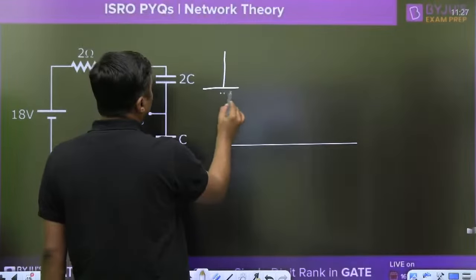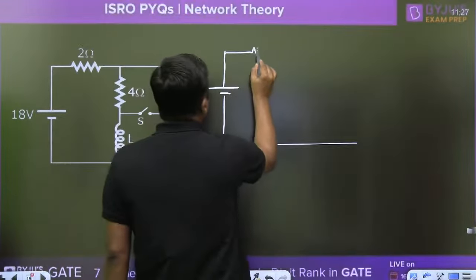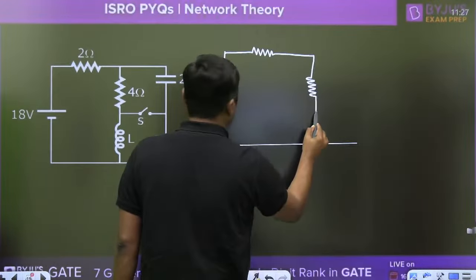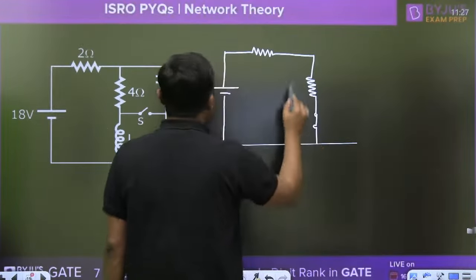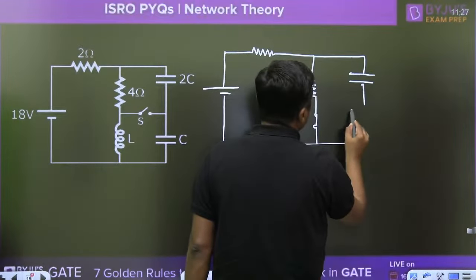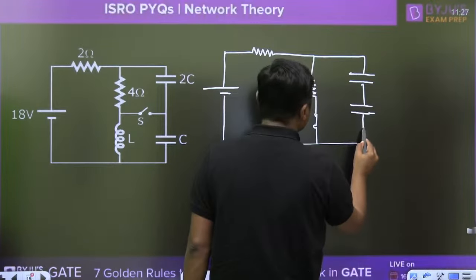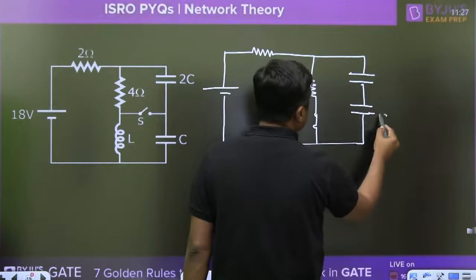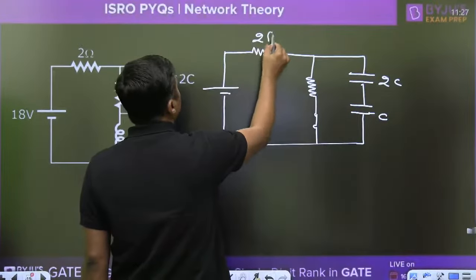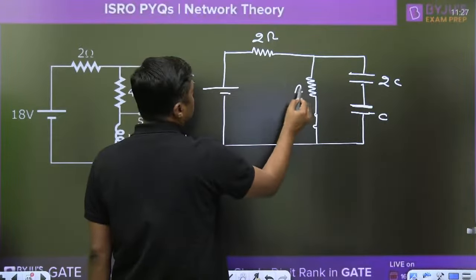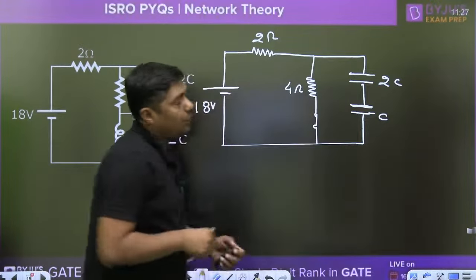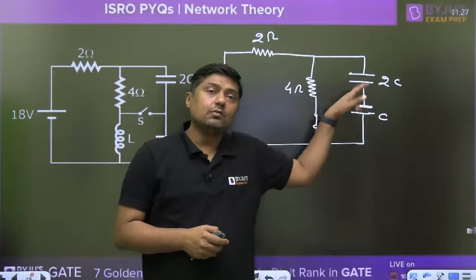This is an 18 volt battery, a 2 ohm resistor. The inductor will act as a short circuit. Capacitor, and now this is C, this is 2C, and the switch is open. This is the 2 ohm resistor, this is the 4 ohm resistor, and this is the 18 volt. Now both the capacitors will act as open circuit.